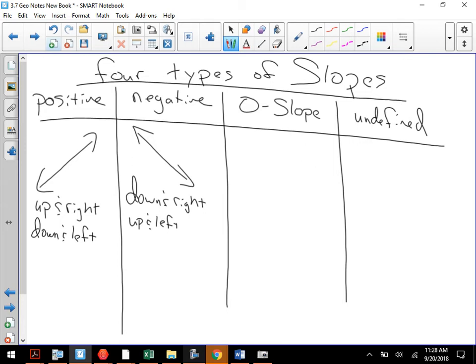And like I said, most of today's stuff is all review. Zero slope. What kind of lines, don't say straight, have a slope of 0? Horizontal, very good. Horizontal lines have a slope of 0.